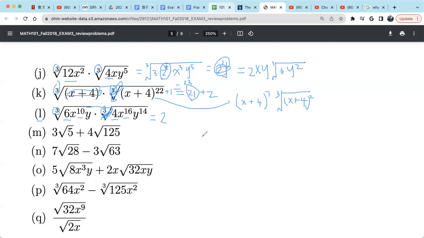26 divided by 3, we better use 24. Right? 26, we want to split into 24 plus 2. Because 24 divided by 3, that's 8th power. So we have x raised by 8. Then for y term, we have y to the first power times y to the 14, which becomes y to the 15th. So 15 divided by 3, that's 5. So y to the 5th power.